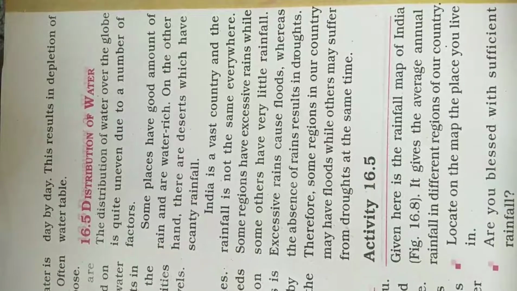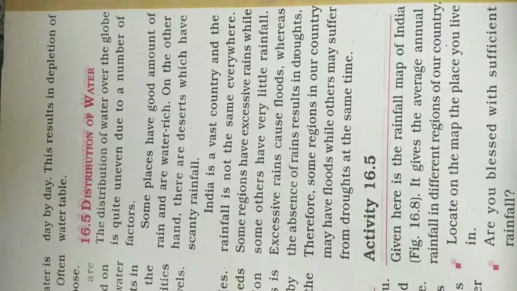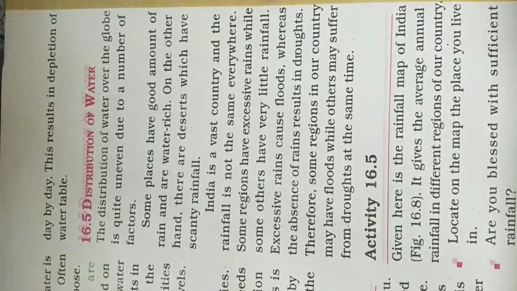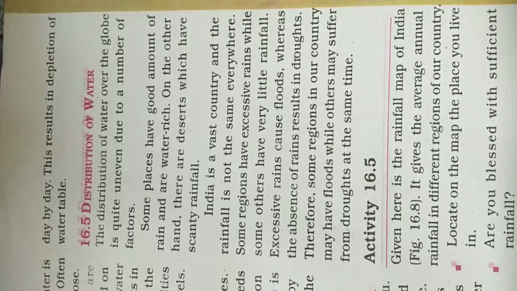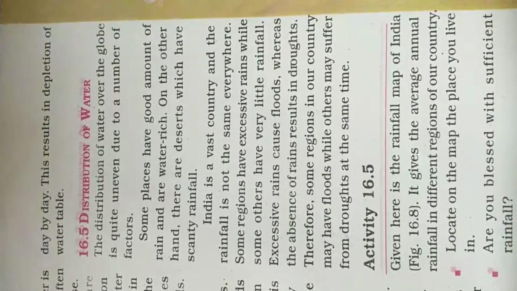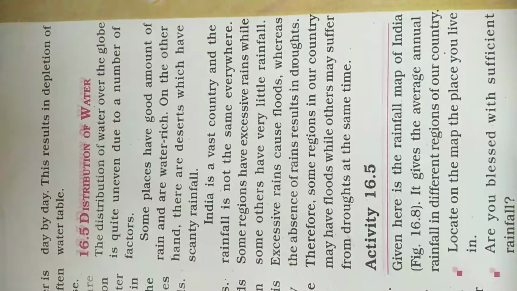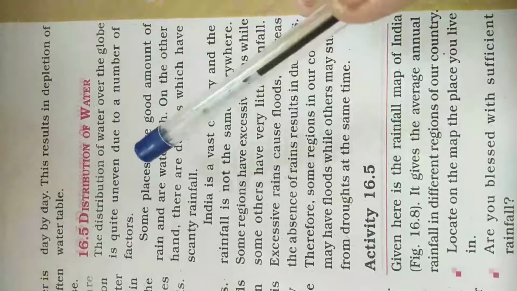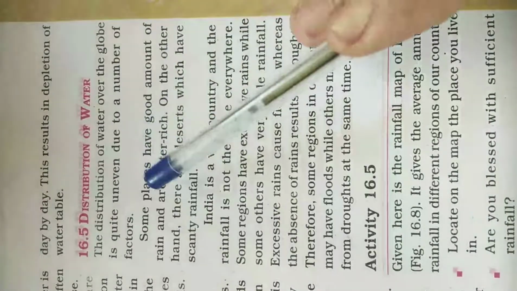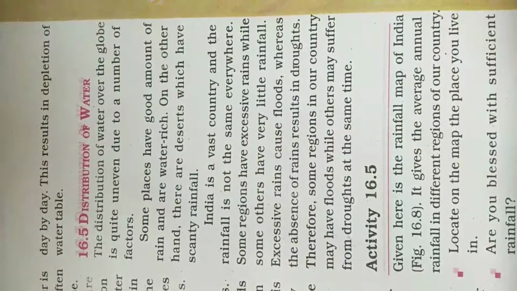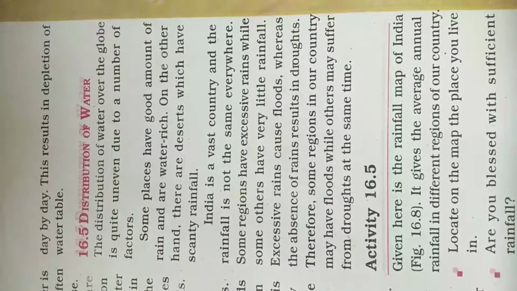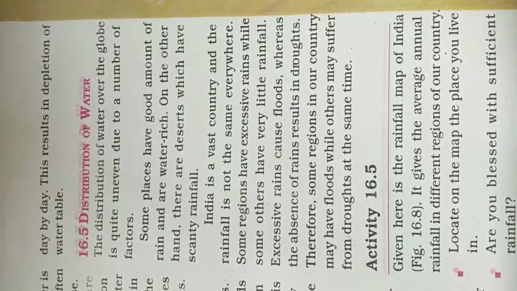Next is distribution of water. So distribution. We'll see about the distribution. The distribution of water over the globe. Globe मतलब earth is quite uneven due to the number of factors. So जो पानी का distribution है वो uneven है, मतलब ज़्यादा कम इस तरीके से पानी distribution होता है. Globe बोला है मतलब earth.